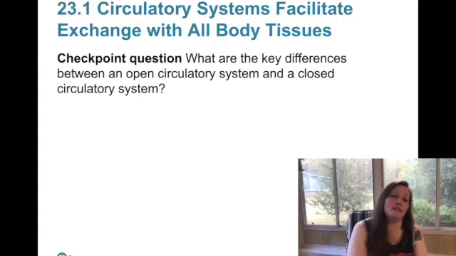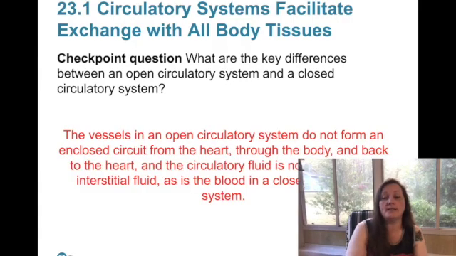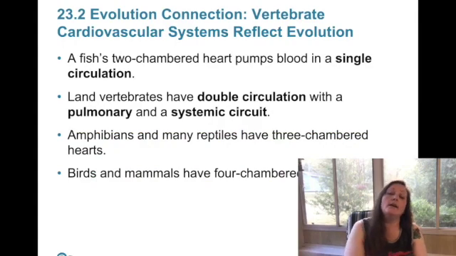What are the key differences between an open circulatory system and a closed circulatory system? We pretty much covered this with the gas exchange a moment ago. Open means literally that, open. Closed means it has specific vessels, and so it's actually a closed system. It's not just wide open. A fish's two-chambered heart pumps in a single circulation.